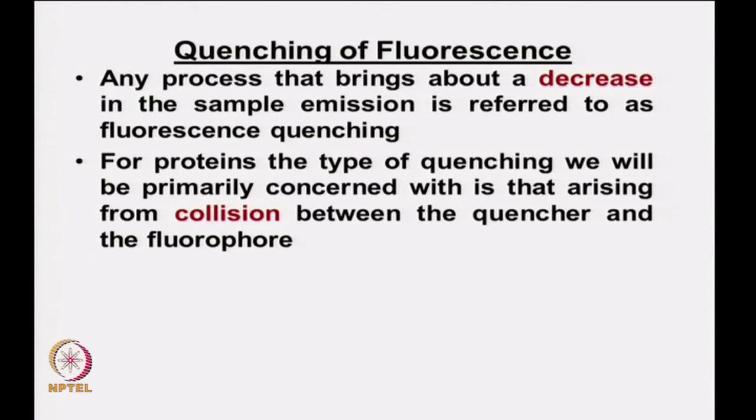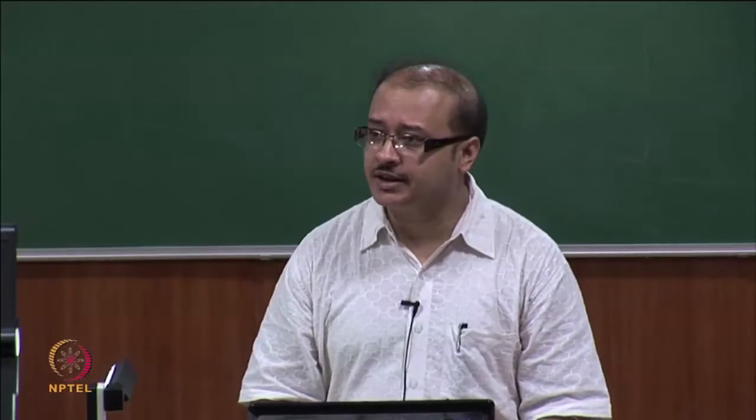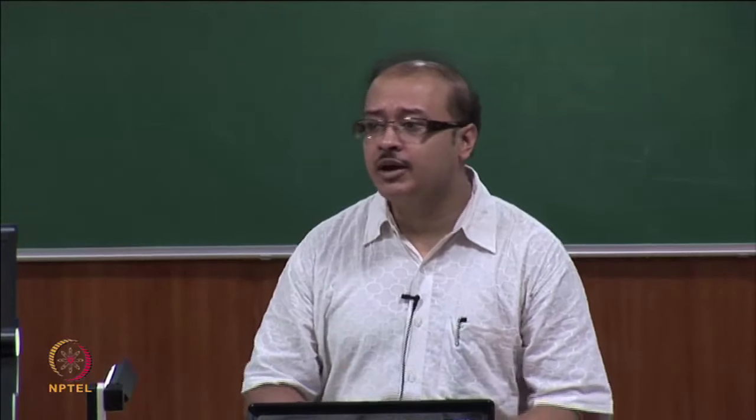Now, for proteins, because we are going to mainly focus on proteins, the type of quenching we will be primarily concerned with is that arising from collision between the quencher and the fluorophore. So, say the fluorophore is tryptophan, let us stick to tryptophan for simplicity's sake, and the quencher will be another molecule, and I will tell you what those molecules are as we progress throughout our lecture today.